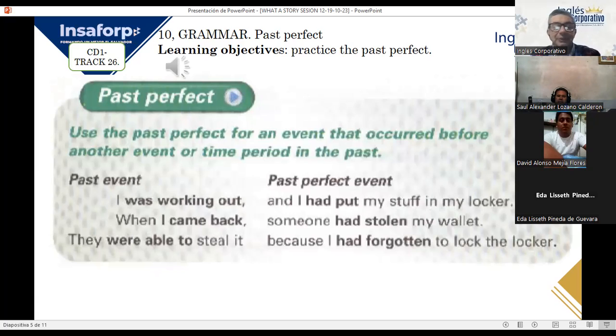We're not going back because the time is running and I want you to discuss the topics over there. But remember that in the first column we can use any type of past tense. We can use the past continuous. We can use the simple past, as in the two sentences: when I came back, they were able to steal it. So these are past tenses, but the previous activity, the activity that happened before, has to be in the past perfect.